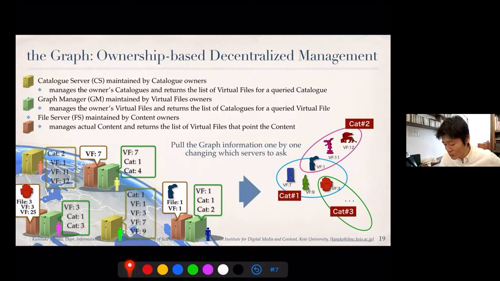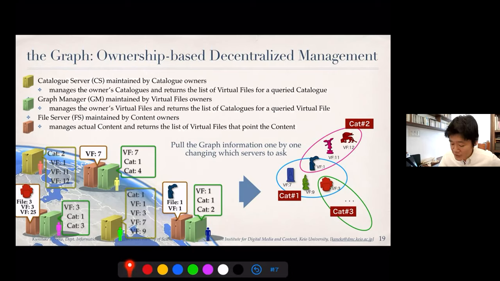Okay, cat 1 we have already. Let's go to cat 2. Cat 2 is here, with budget files 5, 1, 11, 12, like this. So each of the servers here is ownership-based, like mail servers, based management. And each of the servers has a list of budget files to catalog, or the catalog to budget files list, okay?